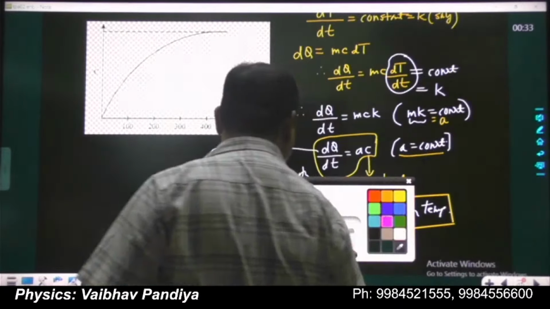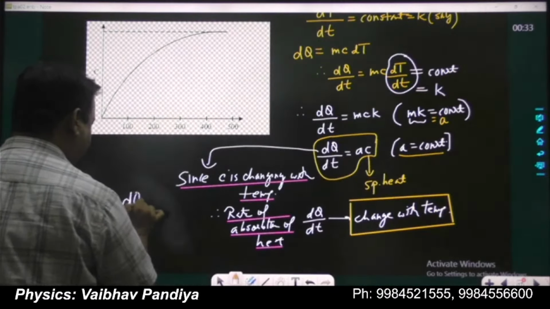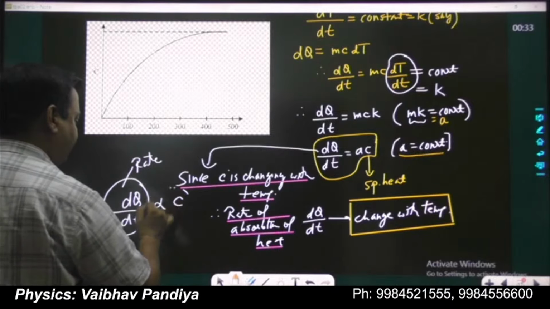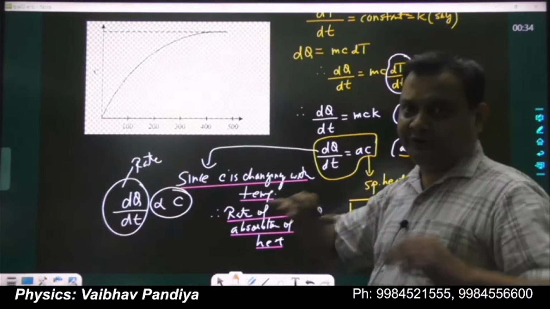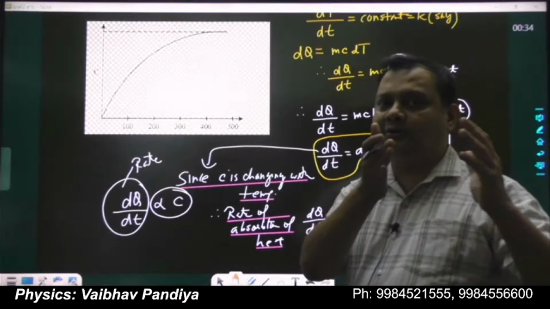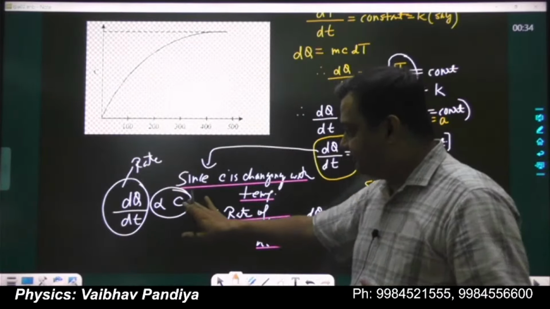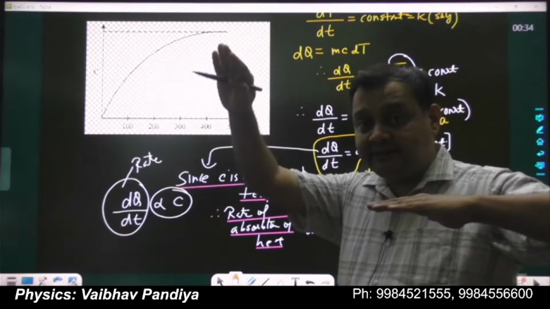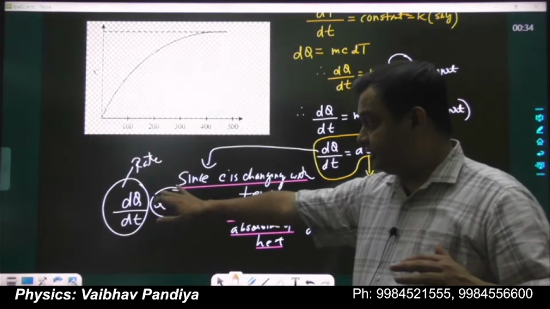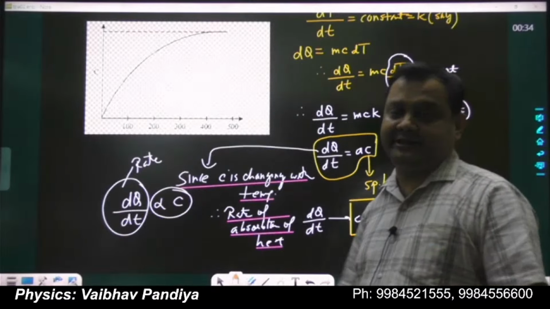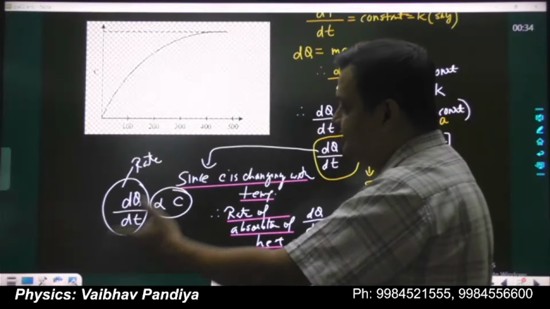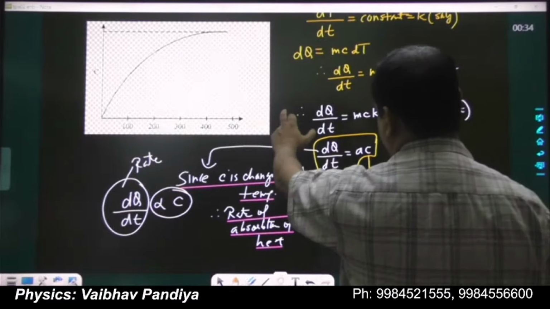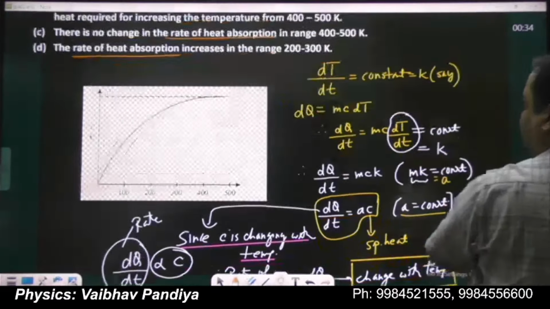And you can write the rate of absorption is directly proportional to C, correct? Because A is a constant. So if C is changing linearly, the rate of absorption will also change linearly. If C is constant, the rate of absorption will also be constant. If C is increasing exponentially, the rate of absorption will also increase exponentially. So the rate of absorption will have the same behavior of change as the behavior of C, specific heat. Now let's come to the options. We have done the analysis.